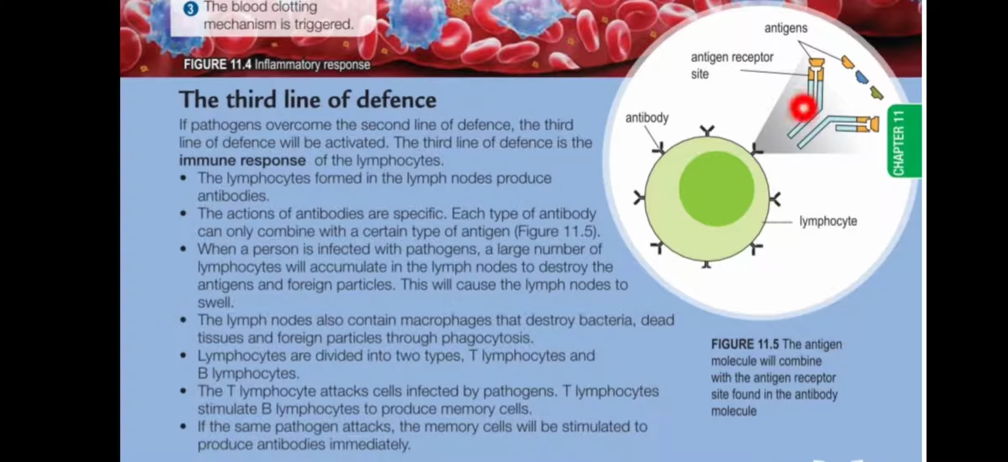Di sini we have, this is antigen. Okay, nampak ini ya, ini adalah antigen. So yang Y shape di sini adalah antibody. This one is antigen receptor site, di mana itu antibody attach dengan antigen tersebut. If this is our lymphocyte, dia akan produce antibody. Yang Y shape itu adalah antibody. So dia ada antigen receptor site, di mana dia akan attach kepada antigen tersebut.